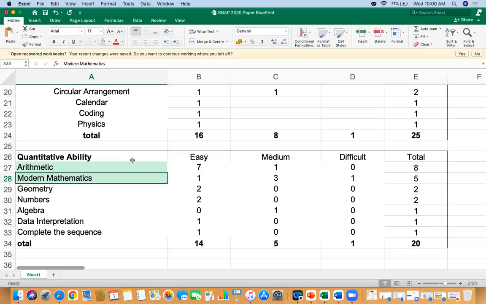Arithmetic was pretty doable, 7 easy, 1 medium, modern maths, 1 easy, 3 medium, 1 difficult. So usually also modern maths tends to become difficult because that's not one of the favorite areas of topics, but do conceptual clarity of concepts for permutation, combination, probability, you should see good number of questions coming in NMAT, SNAP for sure. All right. Geometry 2, numbers 2, algebra 1, DI 1, and complete the sequence 1.